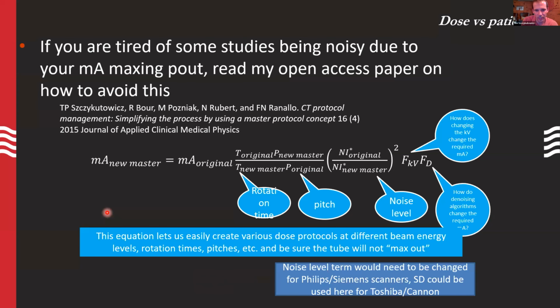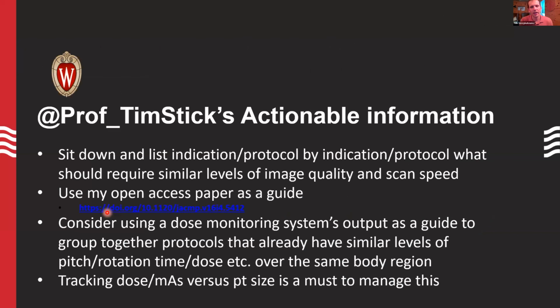It's really just saying, hey, what's my mA that I'm using maximum today? I know I need this much more dose. Can I get there? Yes or no? And usually the answer is you just go a little slower in your acquisition parameters, and then you can get there. All right, so some of the actionable information on this is to sit down and list, protocol by protocol, which indications should require similar levels of image quality and scan speed.